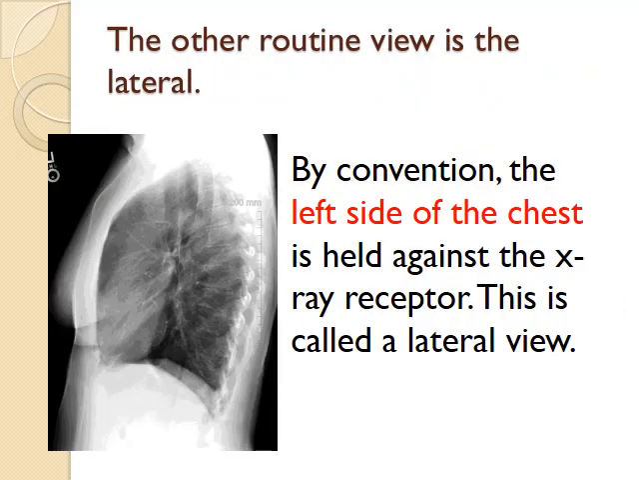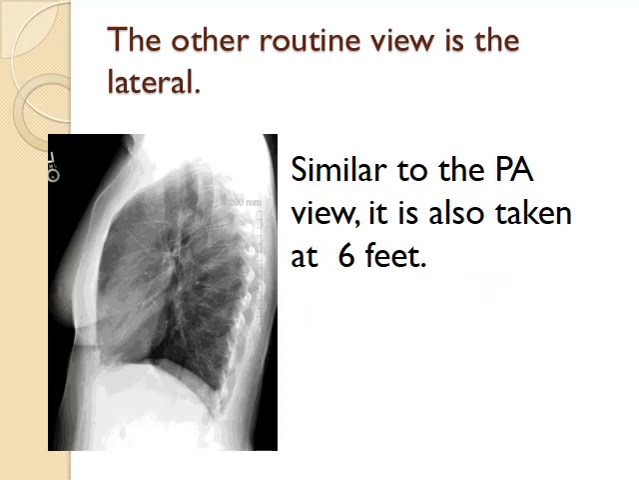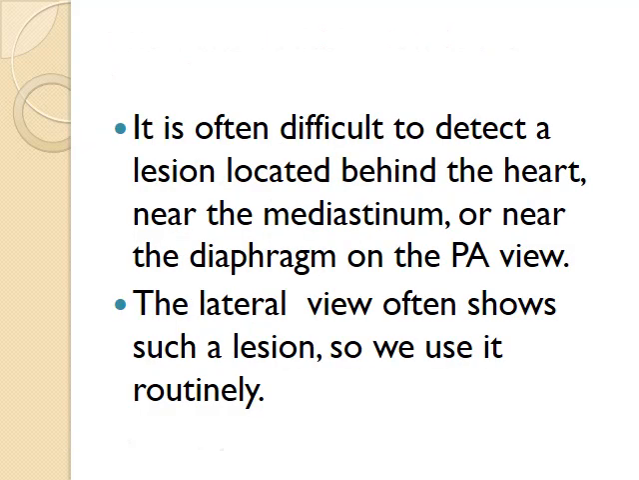The other routine view is the lateral view. By convention, the left side of the chest is held against the X-ray film. This is called a lateral view. Similar to the PA view, it is also taken at a distance of 6 feet. It is often difficult to detect a lesion located behind the heart, near the mediastinum or near the diaphragm on the PA view. The lateral view often shows such a lesion, so we use it routinely.